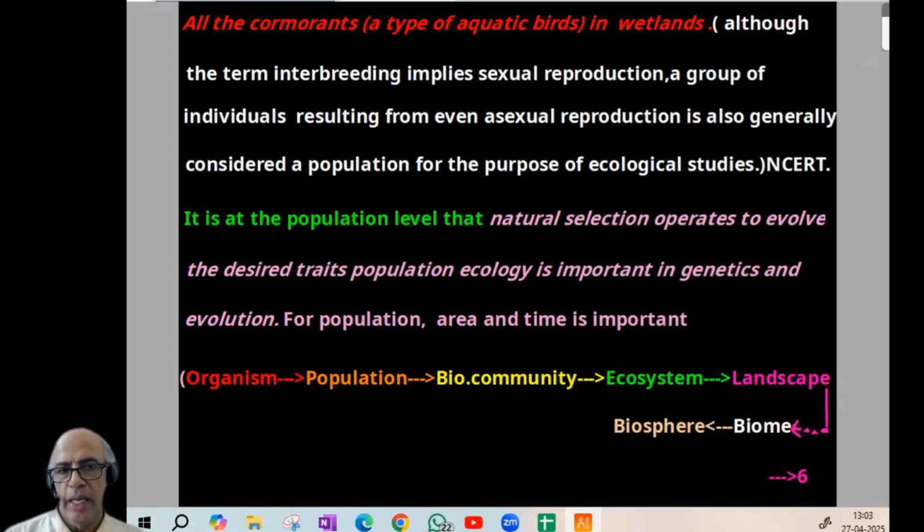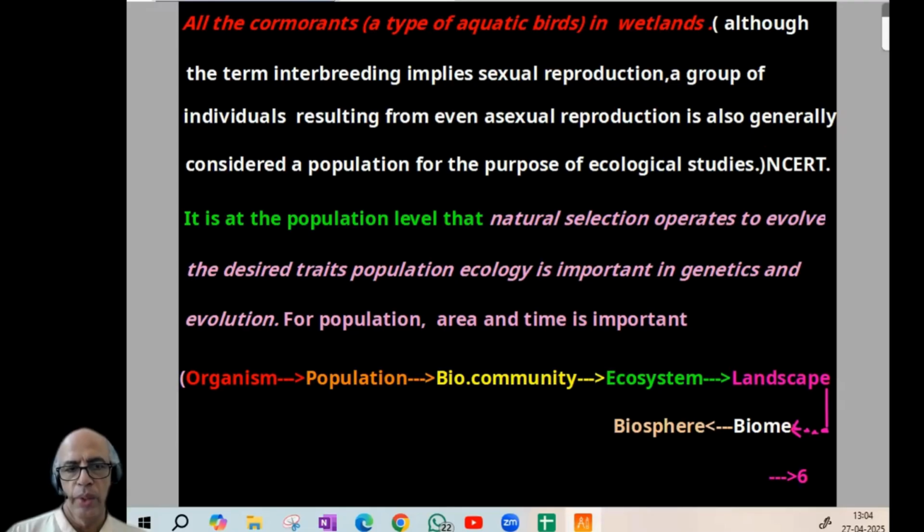NCERT line: it is at the population level that natural selection operates to evolve the desired traits. Then population ecology, you may study it in evolution. Population ecology is important in genetics and evolution, Hardy-Weinberg, all this. When we say population, it has to be meaningful. For that, two other criteria we should mention, area and time. So population is always defined with area and time.